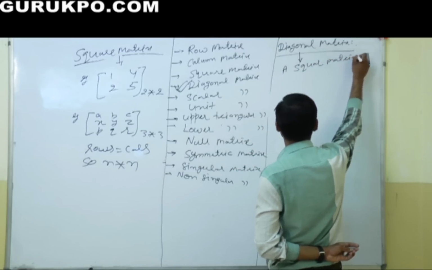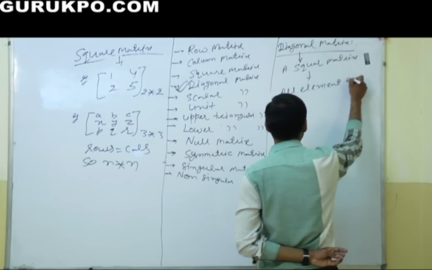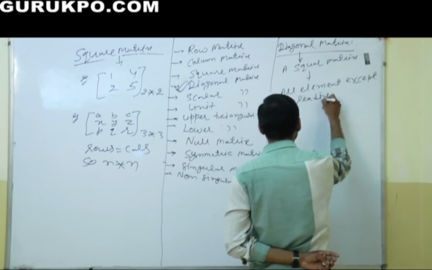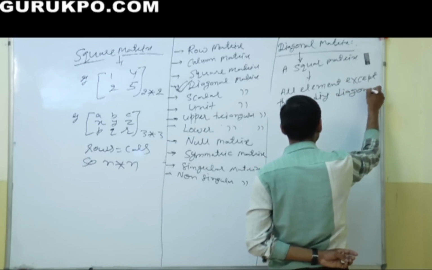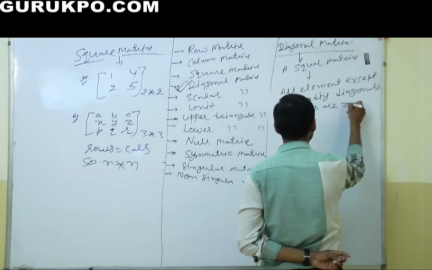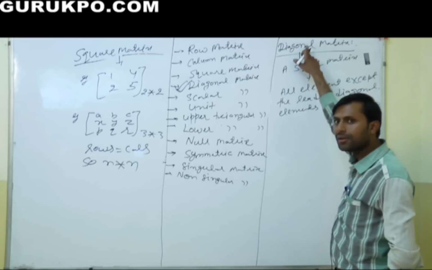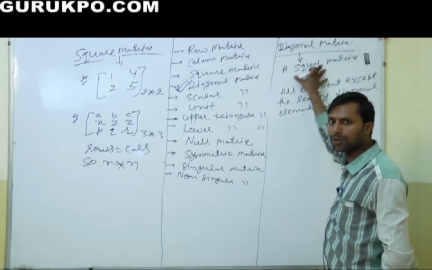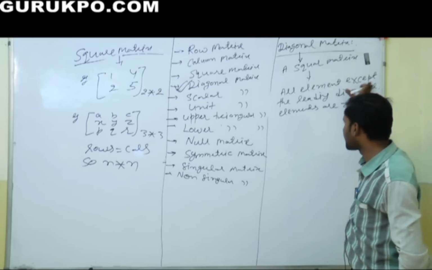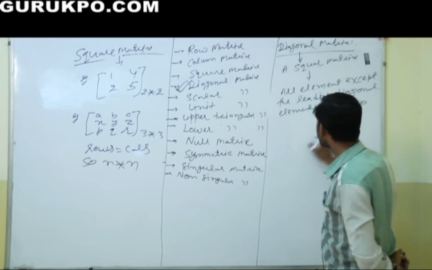So a square matrix in which all elements except the leading diagonal elements are 0. What is a square matrix? That means the number of rows and the number of columns are equal. Then all elements except the leading diagonal elements are 0. That is a diagonal matrix.